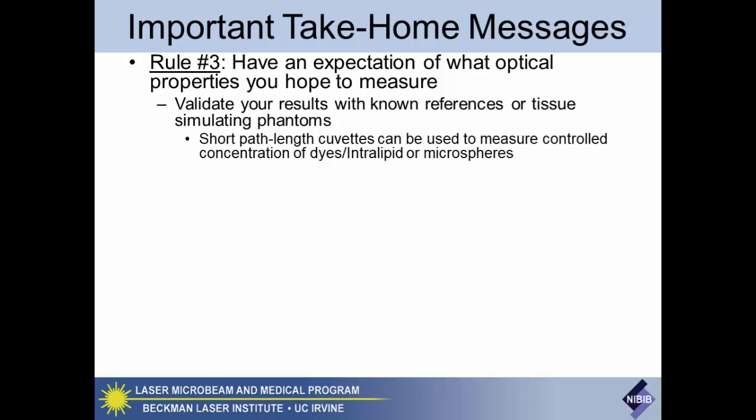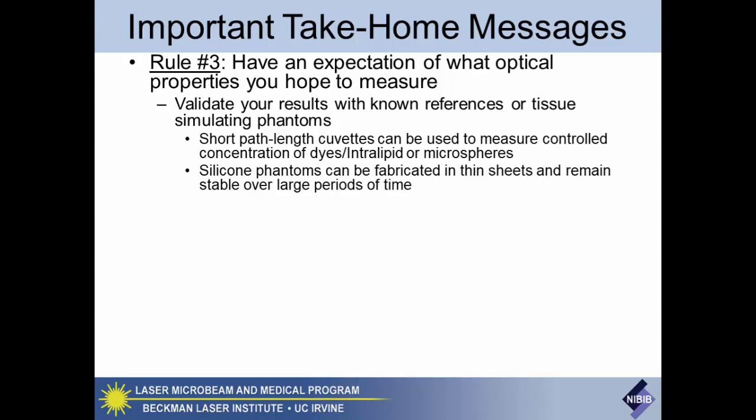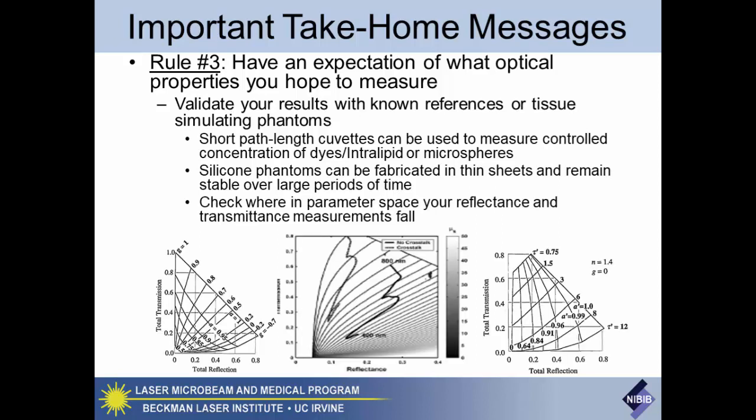You can use cuvettes with specific concentrations of dyes and microspheres to model the scattering effects. A lot of the work in our lab here has been making silicone phantoms, where you can fabricate thin sheets, and those will remain stable over long periods of time. So you can come back a month later, remeasure to make sure everything's all right, and check where the parameter space of your reflectance and transmittance may fall.